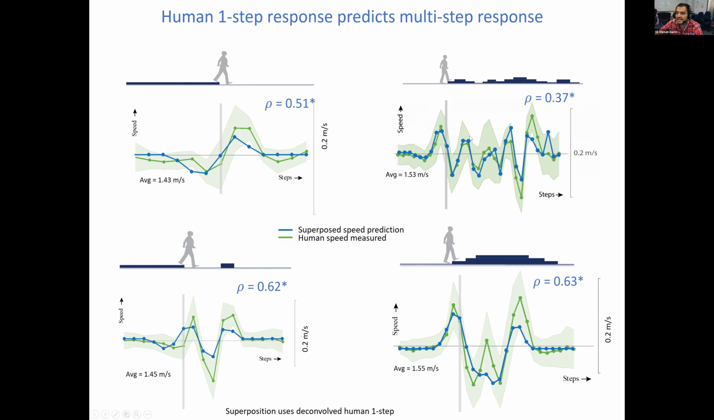And here you are seeing green human speed responses, measured responses with standard deviation, and in blue our prediction using one-step response, scaling and superposition. And we have roughly good predictions. You are seeing the correlation coefficients showing how well our predictions match with the measurements.